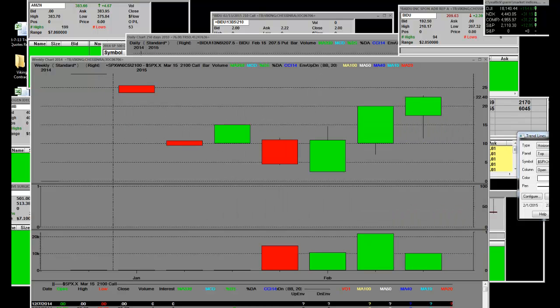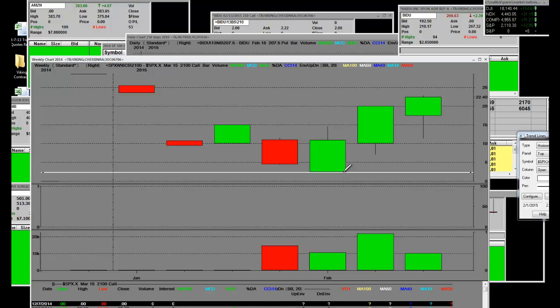Now, everybody, let me show you how we bought these down here, and we got in these down here. We paid $4, and now they're at $22.